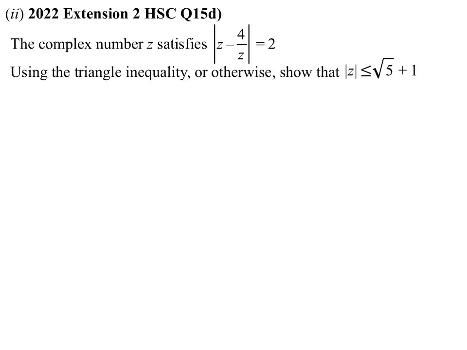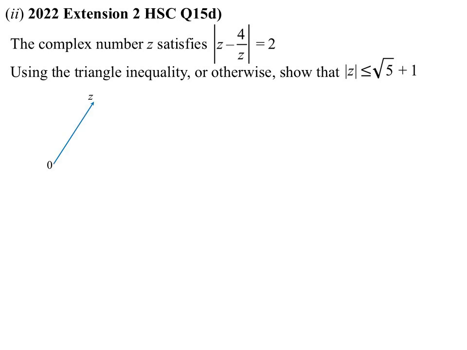Let's look at something a bit more recent. The 2022. We have a complex number. It satisfies that the modulus of z minus 4 on z is 2. They've given us a bit of a hint, although they have said you could do it another way if you want to. But usually with these sorts of questions, they're giving you a big hint. That's probably the best way to go. Now, using the triangular inequality, or otherwise, show that the modulus z is less than or equal to the square root of 5 plus 1.